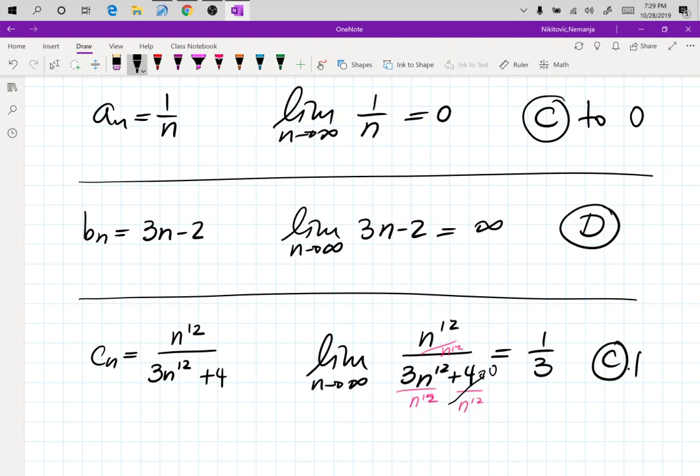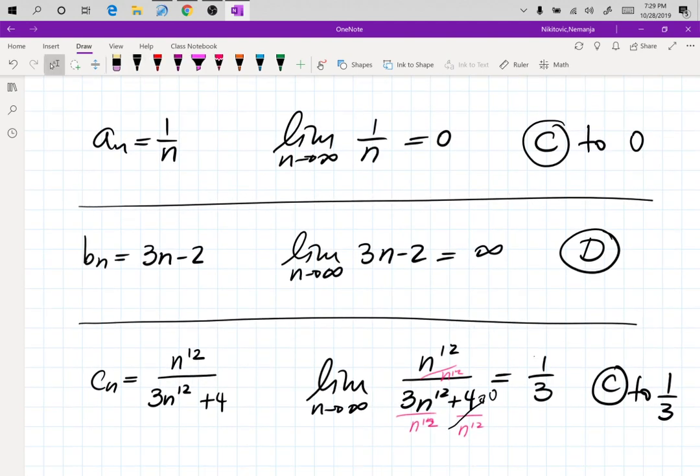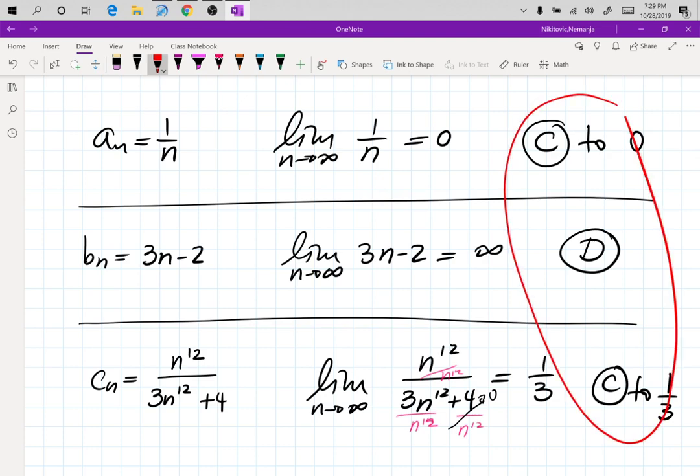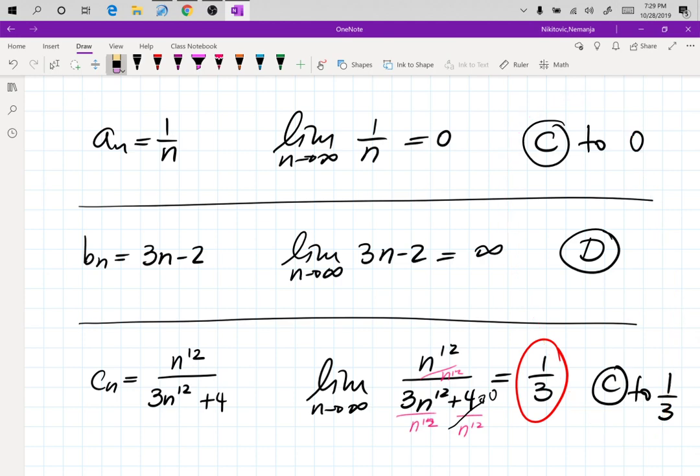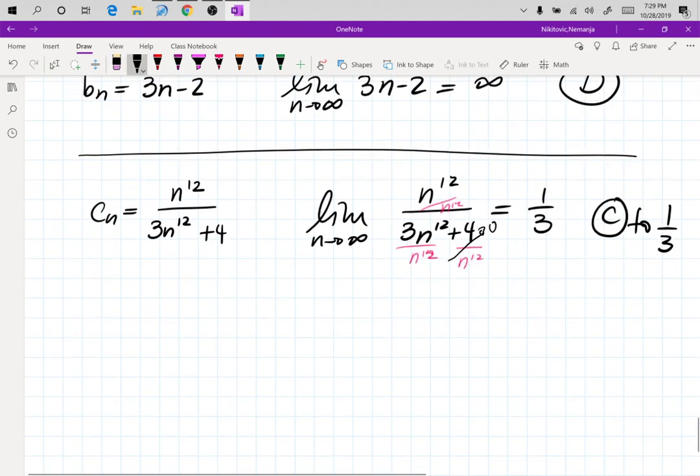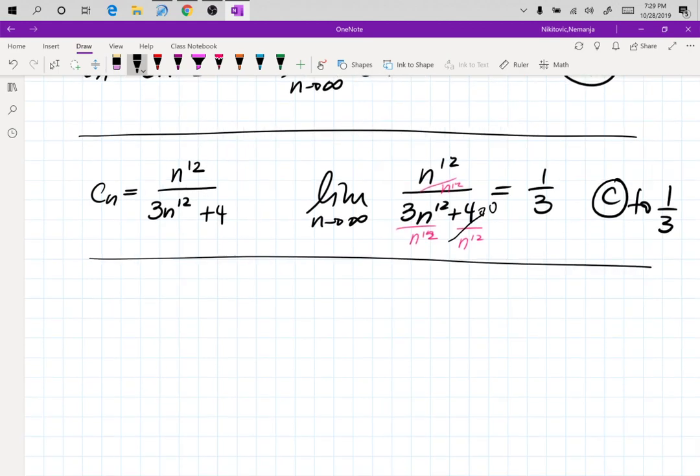So it converges to 1/3. By the way, guys, this stuff is your 2-point answer. You can't end your problem and circle 1/3. You have to say converges to 1/3. That's the answer to the problem, not just that, right? Let's see what else they have.